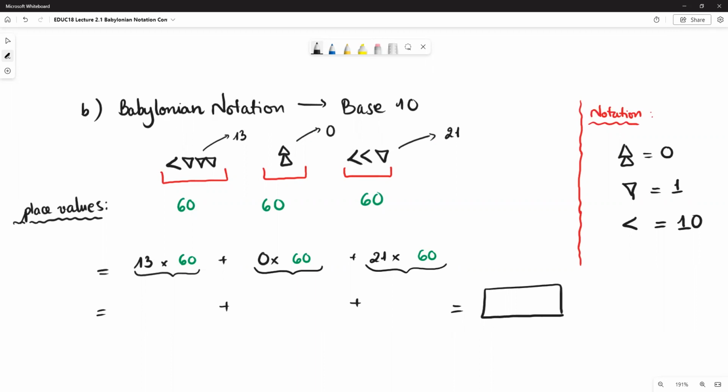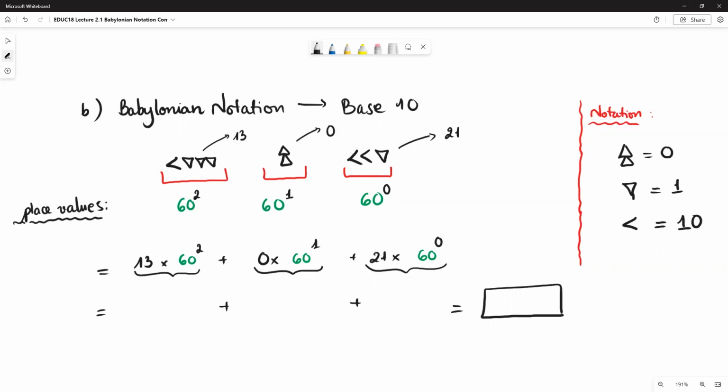Because the notation is written in the horizontal and it starts from the right side to the left side, here we have power 0, power 1, and power 2. And the next step, we do the calculation: we use the value and multiply it by the place value. So here, 13 times 60 power 2. And next, 0 times 60 power 1. And here, 21 times 60 power 0.